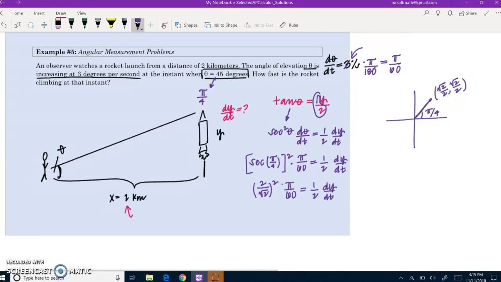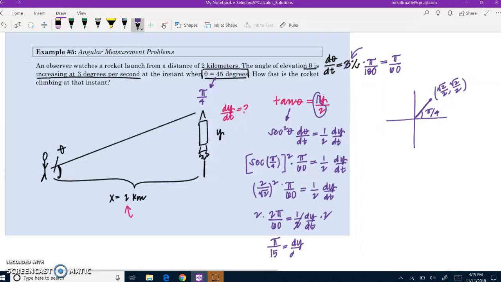So if we square this guy, the top will become 4. The bottom part will become 2, so 4 over 2. That means we're going to have 2 pi over 60 equal to 1/2 dy dt. And so our last step is going to be to multiply both sides by 2, so I can get rid of this 1/2. So I'll end up with 2 times 2, so 4 pi over 60, which is the same thing as pi over 15.